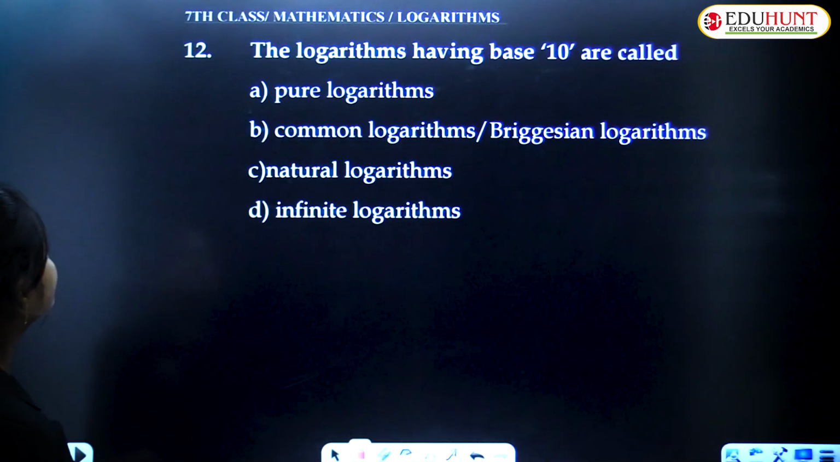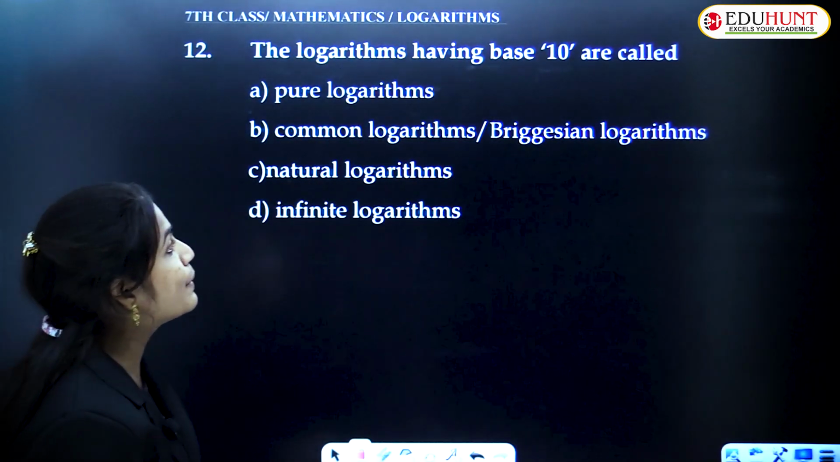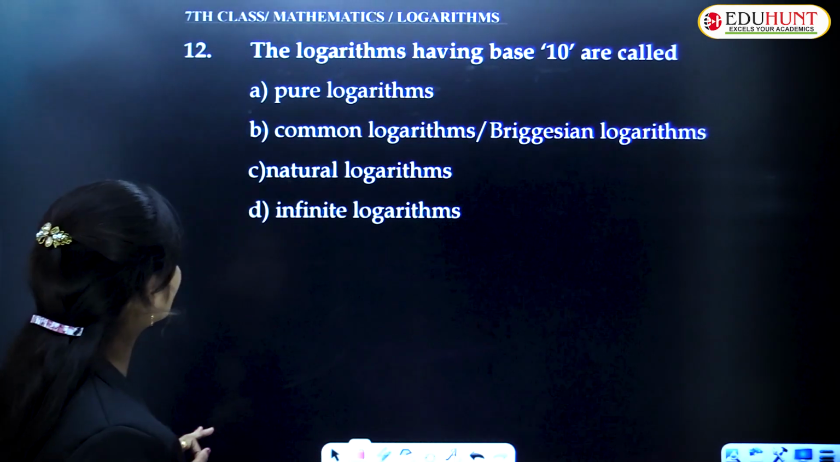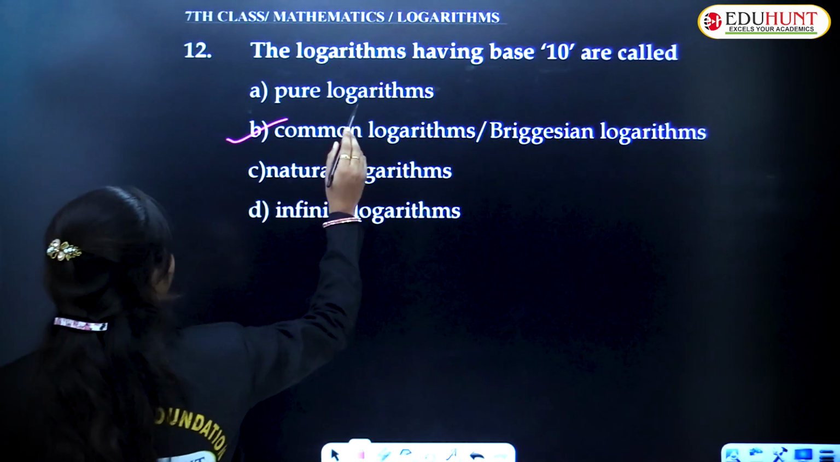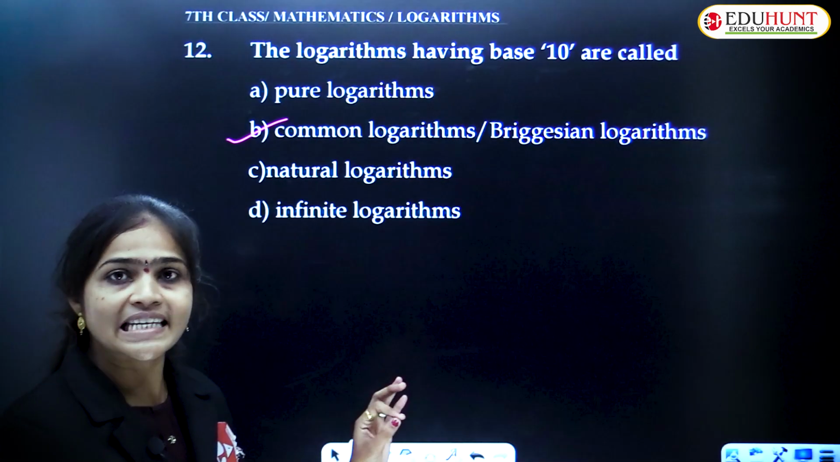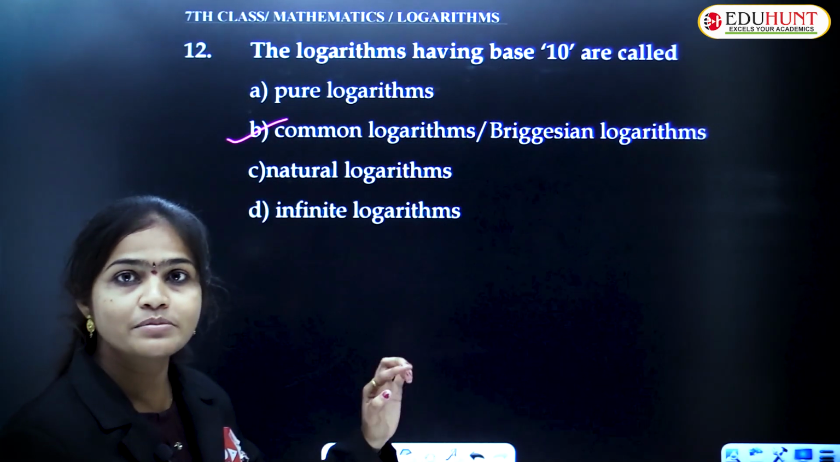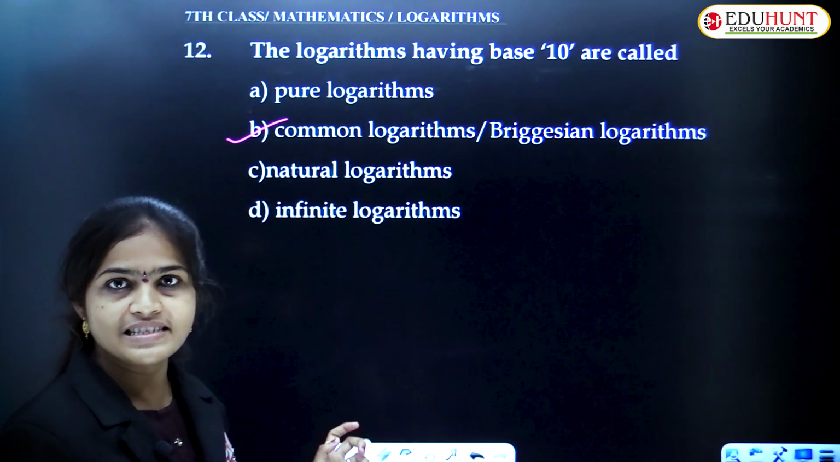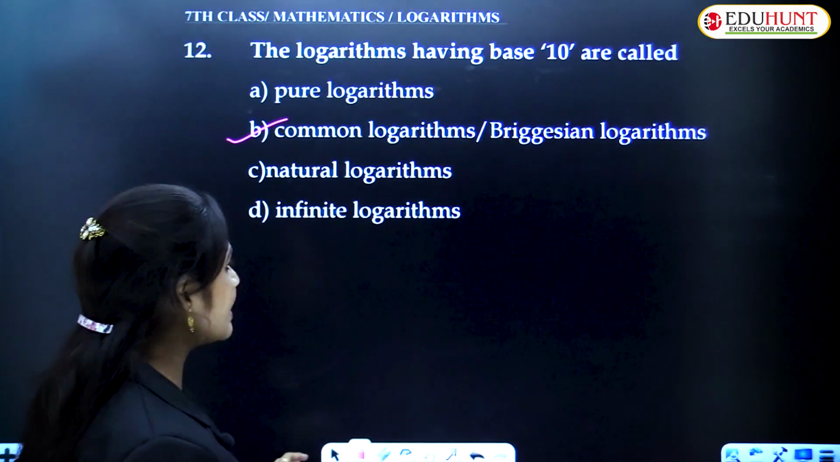And the next one is, the logarithms having base 10 are called. Base 10 means which logarithms? Common logarithms or Briggs logarithms. Same question only, they are giving it a number of times but they are changing the sentences. Okay, but the meaning is the same.